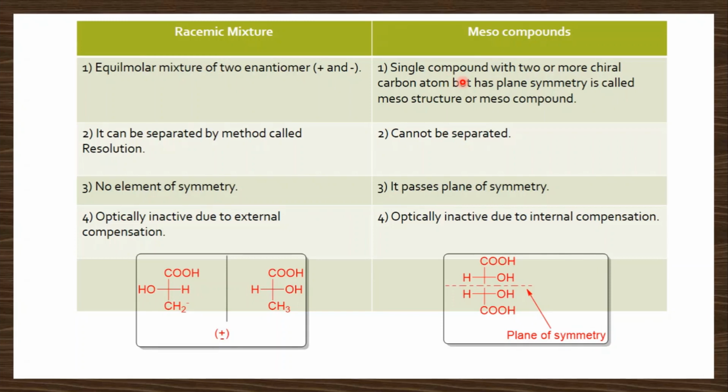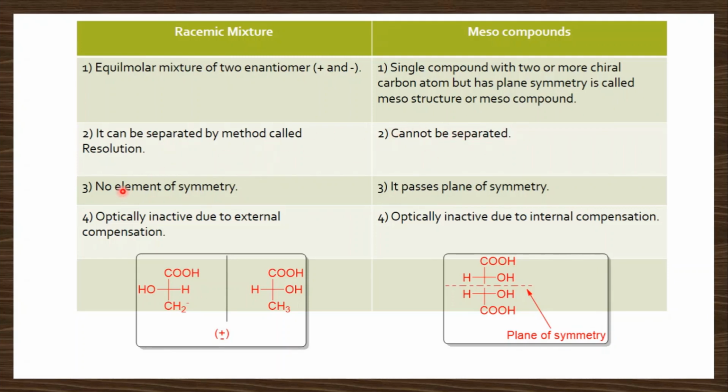Now the second point is that it can be separated by a method called resolution. You can't separate it by a physical method, but there is one chemical method by which you can separate it, and the name of that method is resolution. By resolution you can separate this mixture of enantiomers. And the meso compound cannot be separated because it's a single compound. It's already separated, so it cannot be separated.